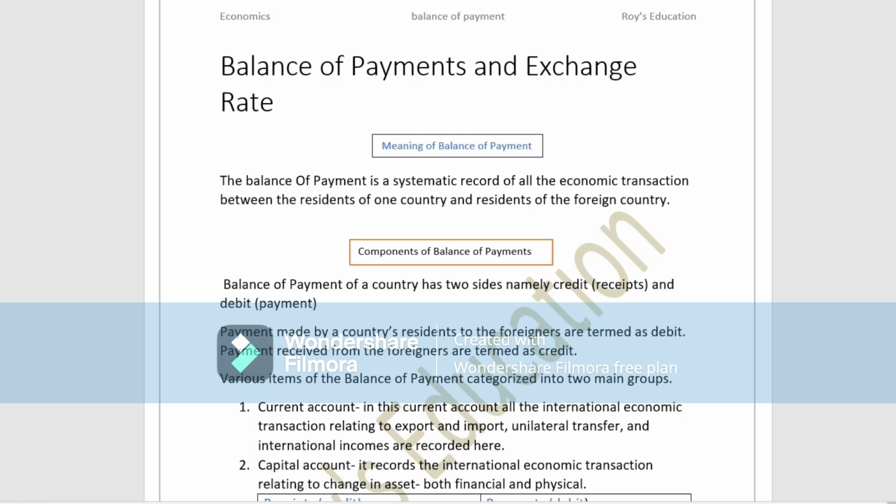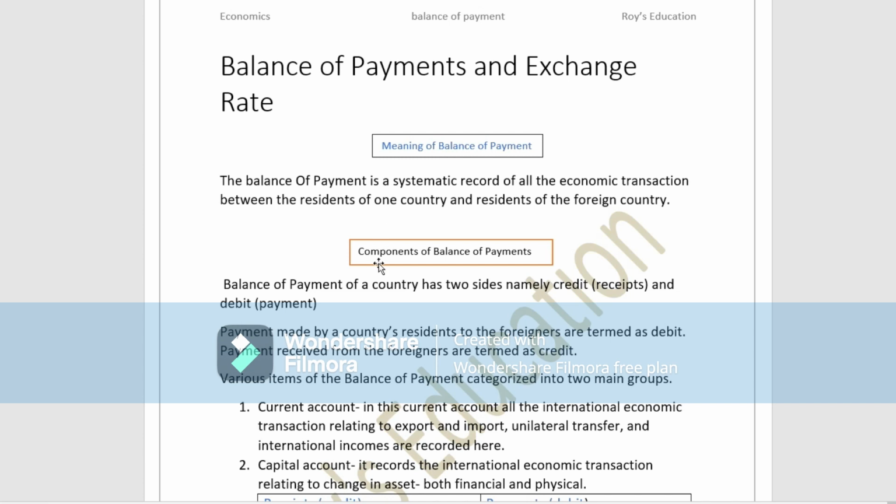Today we will discuss the chapter Balance of Payment and Exchange Rate. First, let us know what is the meaning of the term balance of payment. The balance of payment is a systematic record of all the economic transactions between the residents of one country and the residents of a foreign country. That means there is an exchange between the domestic country and the foreign country, and this exchange is of economic transactions.